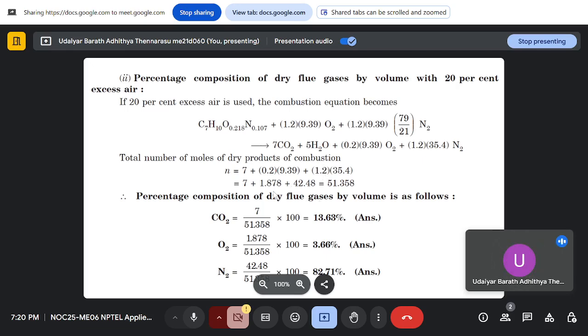So dry gas by volume is equivalent to mole fraction. Volume fractions and mole fractions will be the same. So if you assume the ideal gas equation, PV is nRT, n is the number of moles, so V and moles are proportional.